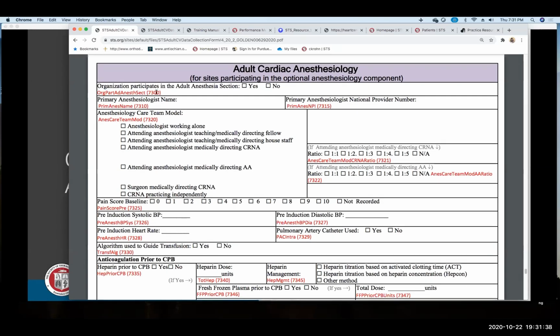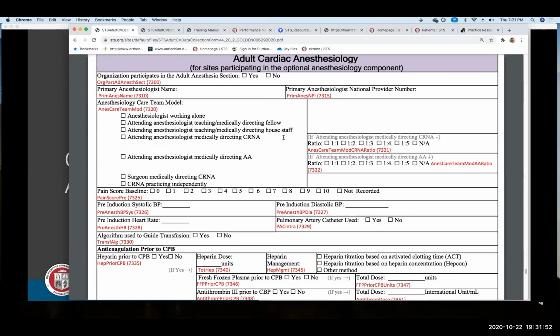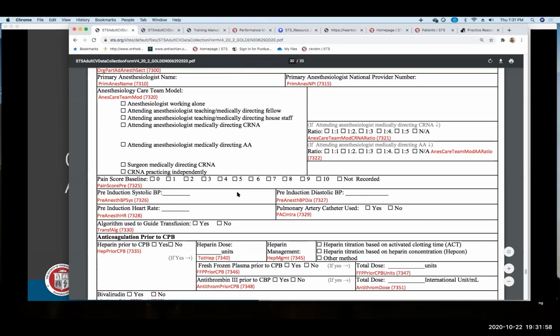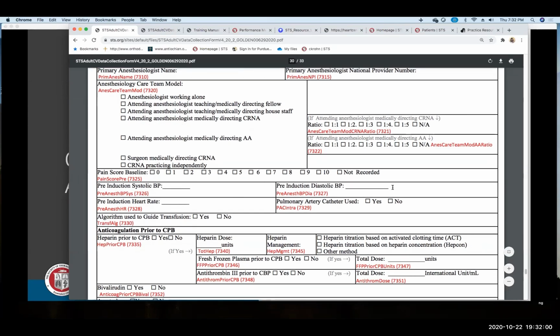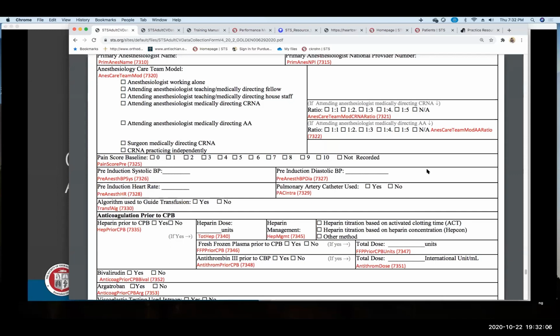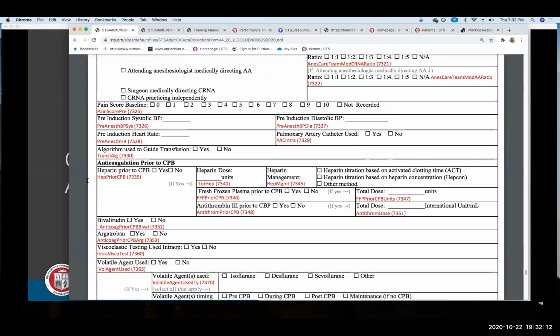So this is the anesthesia section for sites who are participating. It's typically filled out by your data manager or your anesthesiologist. We capture the care team model and your ratio if you're doing an attending anesthesiologist to a CRNA or an AA. We capture pain scores at baseline, post-operative, and prior to discharge. And then we do your induction blood pressure, induction heart rate, and whether a pulmonary catheter was used or not. We are looking for algorithms used to guide transfusion, if your site has one.